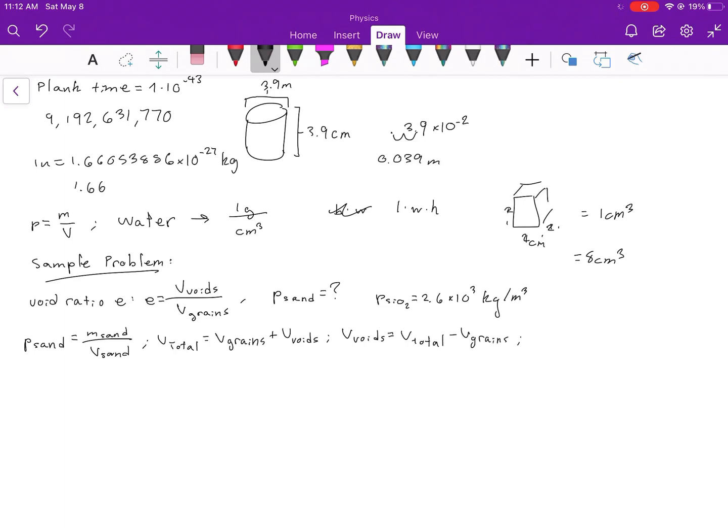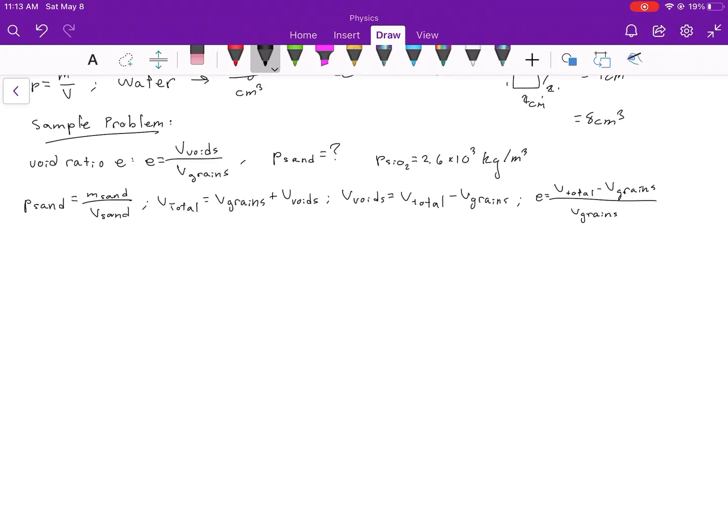And with this information, we can tell that e is equal to V total minus V grains, all over V grains. Because e equals V voids over V grains, and V voids is also equal to V total minus V grains. We figured that out because V total is equal to V grains plus V voids.